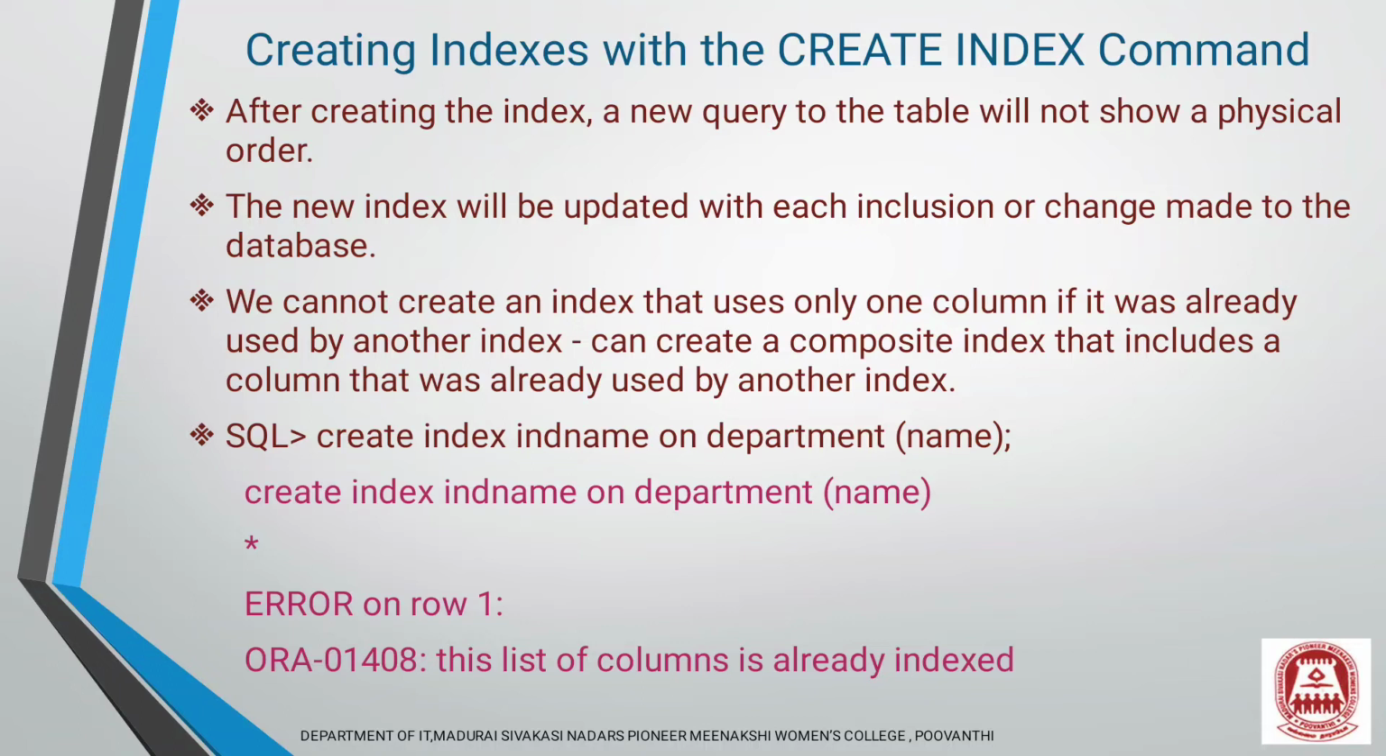So we cannot create an index that uses only one column if it was already used by another index. We can create a composite index that includes a column that was already used by another index. So this is an example which shows the fact: create index. Index name is IND name on department. Within that bracket I am going to specify the name of the column, that is name.